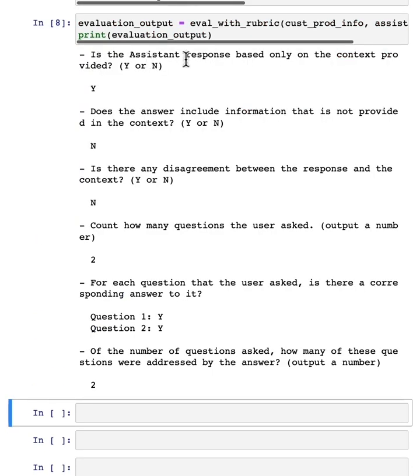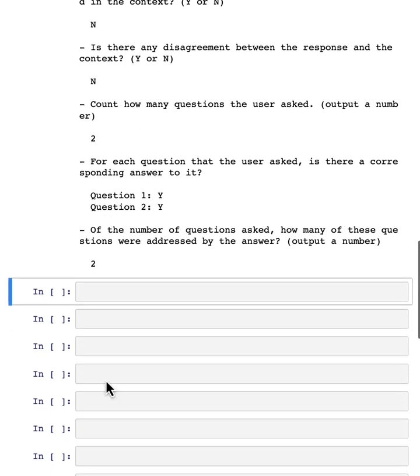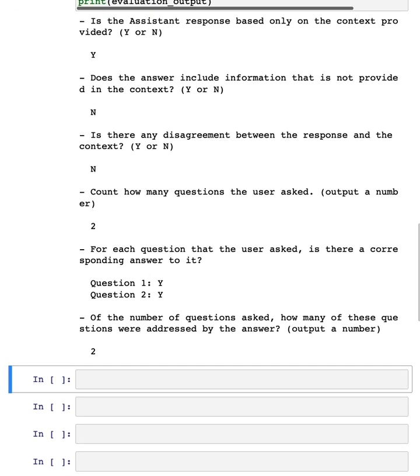So it says the assistant response is based on the context provided. It does not, in this case, seem to make up new information. There aren't disagreements. The user asked two questions, and it answered question one and answered question two. So it answered both questions. So we would look at this output and maybe conclude that this is a pretty good response.